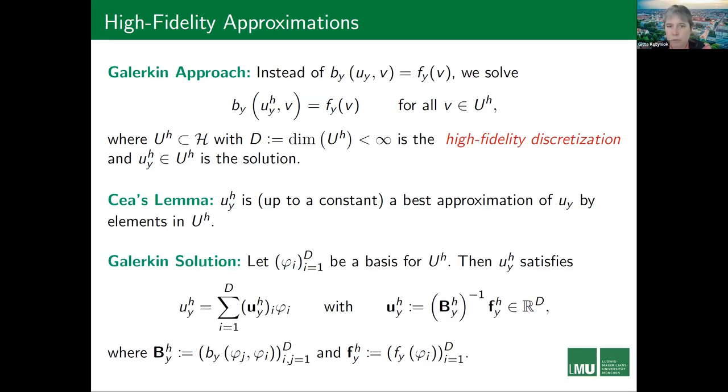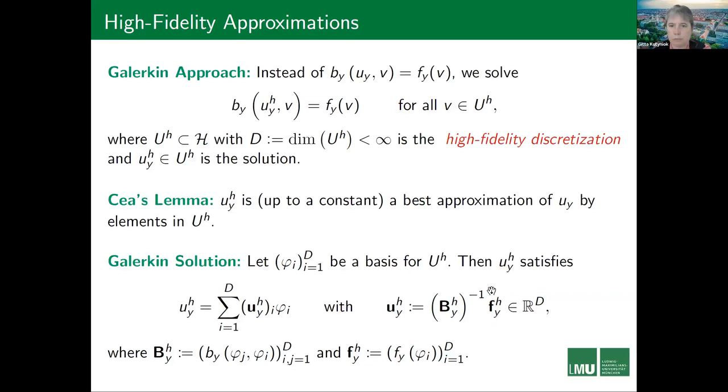So how do you solve this? Well, you just take a basis for your space. You plug the spaces in here, so you expand each of those elements in terms of your basis. You use that this is bilinear, so you pull the sums out, and in the end what you get is that the solution u_y^h has this form, so you can write it in terms of your basis, and the coefficients have this shape.